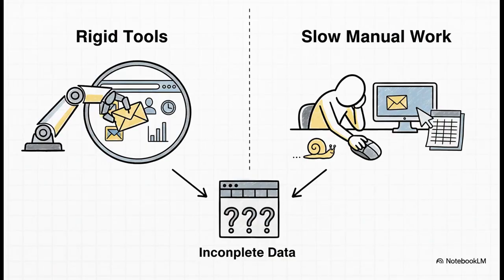Well, the old ways of getting this data are, let's face it, just broken. Your standard scraping tools? Way too rigid. Sure, they'll grab an email, but they'll miss all the crucial context around it. And trying to do it all by hand? Oh, that's just painfully slow. So either way, you're left with incomplete data, and you're missing out on a serious competitive edge.